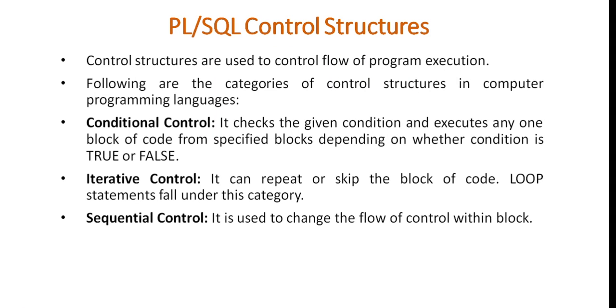Then the third category of control statement is sequential control. It is used to change the flow of control within a block, like jump and go to. These are the sequential type of control statements that are used to change the flow of control in a single block. So these are the categories of control structures in a programming language.